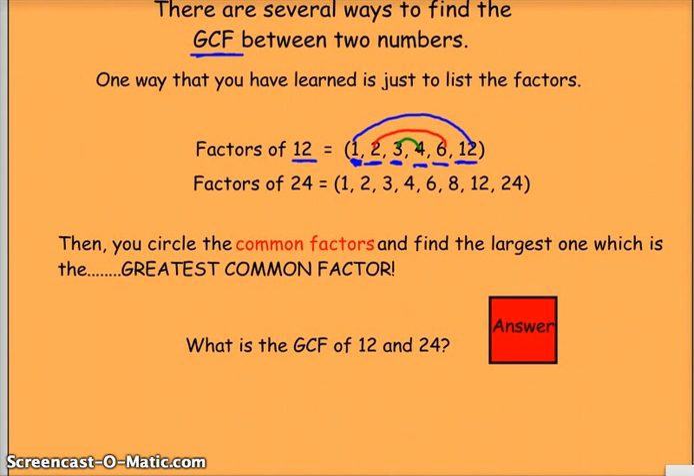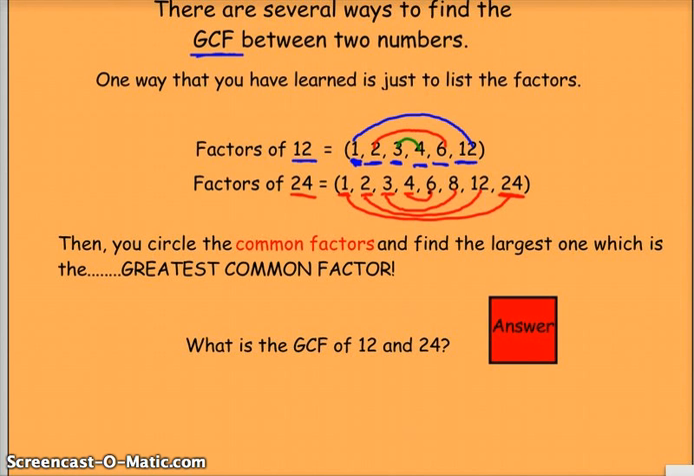I do the same thing for 24. I make a list of the factors of 24. The first one is always 1, the last one always being the number itself, 1 and 24, my upside down rainbow. I then ask, is 24 divisible by 2? Yes, it's 2 times 12. I ask the same of 3. It's 3 times 8 and 4 times 6. I have a little inverted rainbow there. But those are the factors of 24.